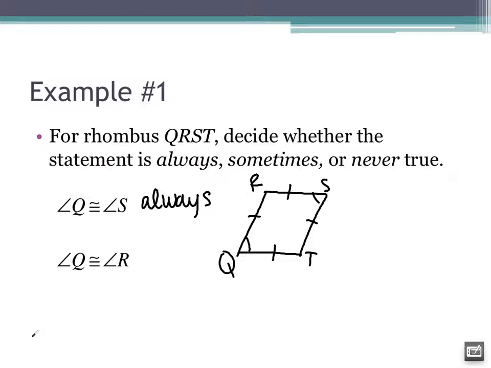Now it says angle Q is congruent to angle R, always, sometimes, or never true. This is not necessarily true in a parallelogram. Consecutive angles are not always congruent, and it's not necessarily true in a rhombus. It could be true, so this is sometimes true.